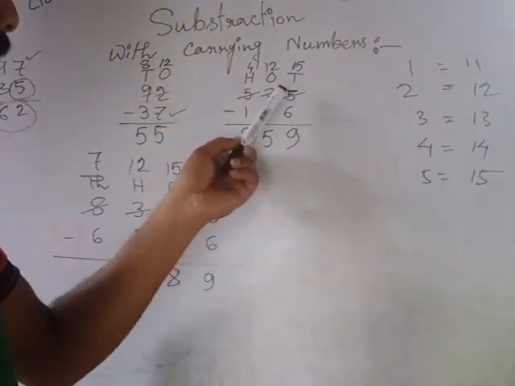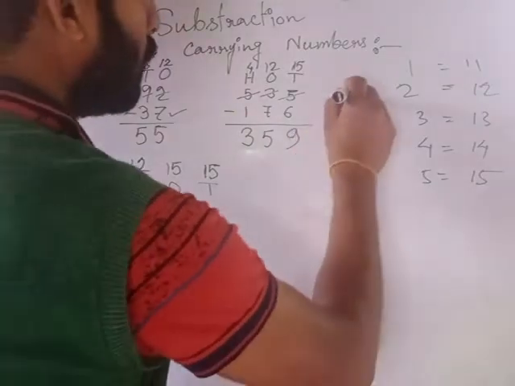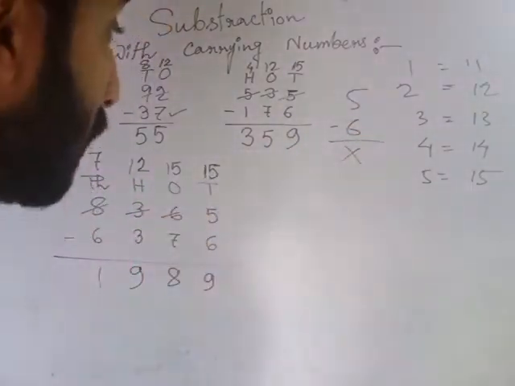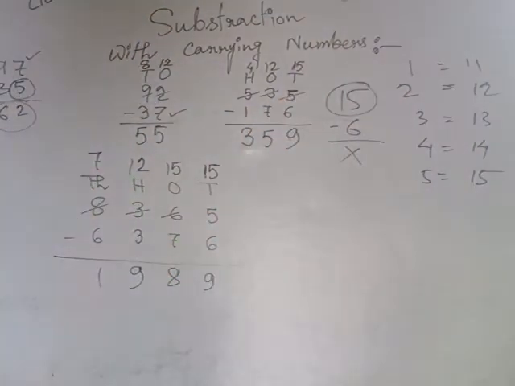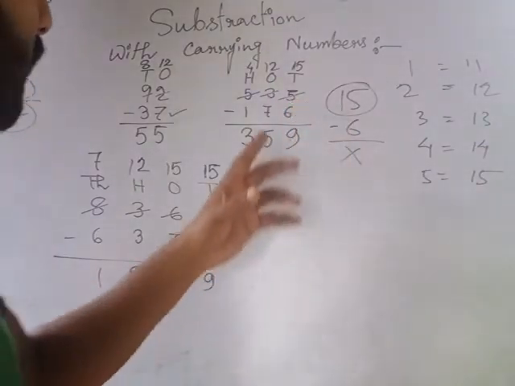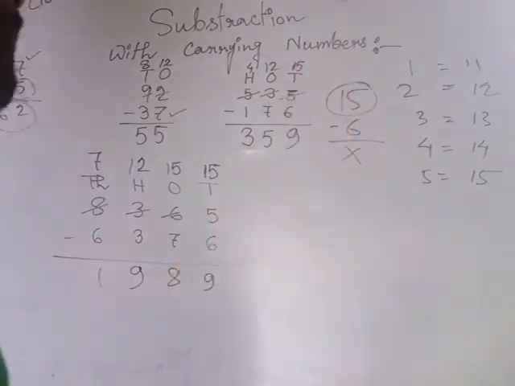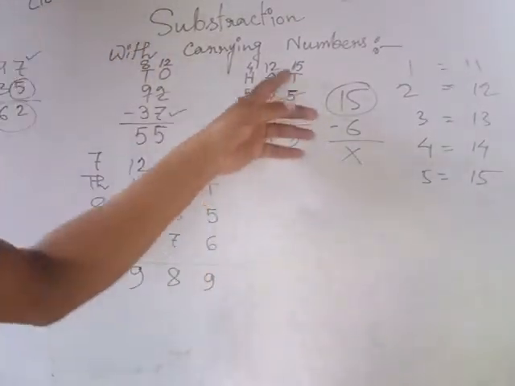Right over here 5. It is not possible to subtract 6 from 5. That's why we are taking 5 as 15. 15 minus 6. It is possible. Yes, it is possible. That's why we should subtract 6 from 15. 15 minus 6, that is 9. After that we should go to the next.